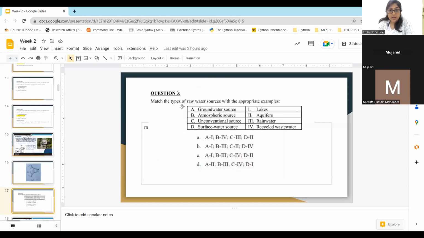Third question, what is the type of raw water sources with appropriate example? These are the sources given. Match the following. So in this, the answer is going to be groundwater source means we know it is aquifer. Atmospheric source means rainwater. Unconventional source means recycled wastewater. Surface water source is 1. So the option is A2, B3, C4, D1.